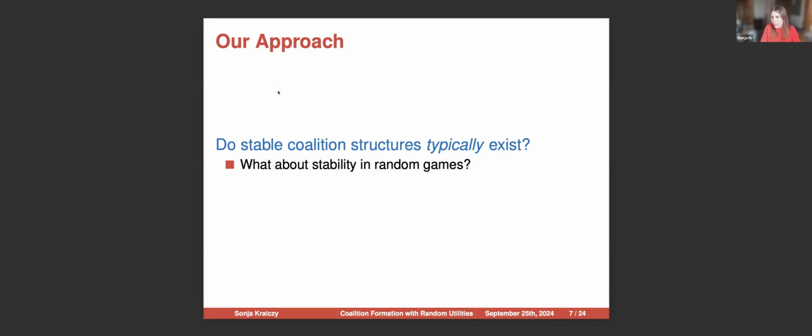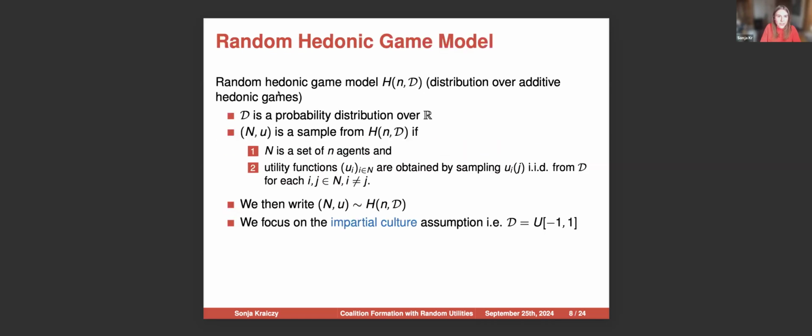We asked ourselves, when you have many, many agents, do we typically expect stable coalition structures to exist? For example, with high probability, what about stability in random games? And so the first conceptual contribution that we have is introducing this, I think, very natural model of random hedonic games.